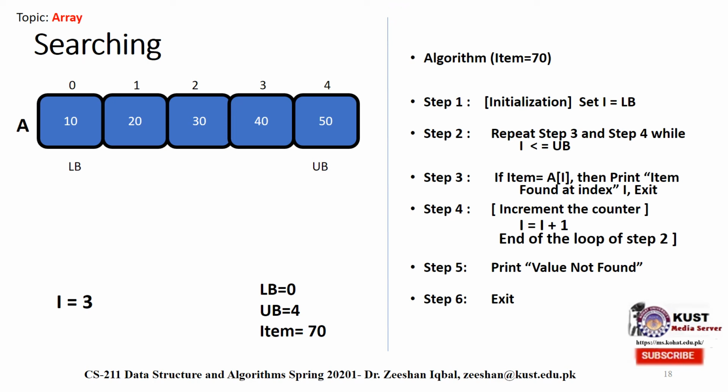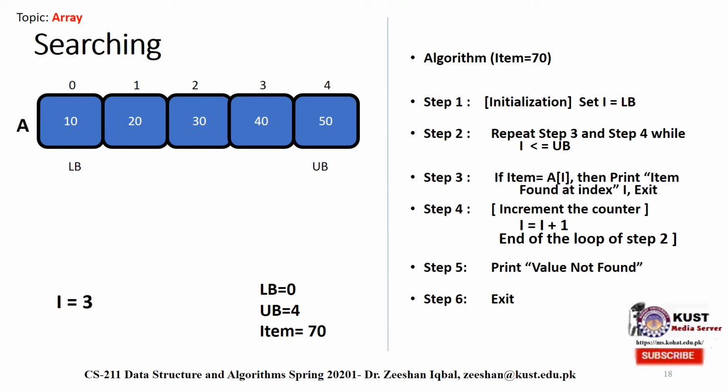In step 2, the I value will be checked against the upper bound. 0 is less than 4, which is true. So we have to repeat step 3, where we can see that item is equal to 70 and a of 0 contains 10, which are not equal. So the control will move towards step number 4. In step 4, the value of I will be incremented by 1, so the new I value will be 1.